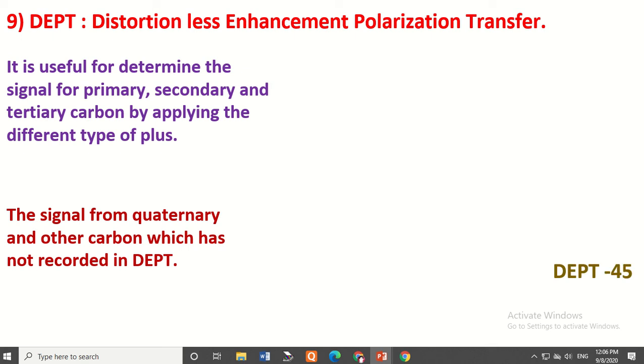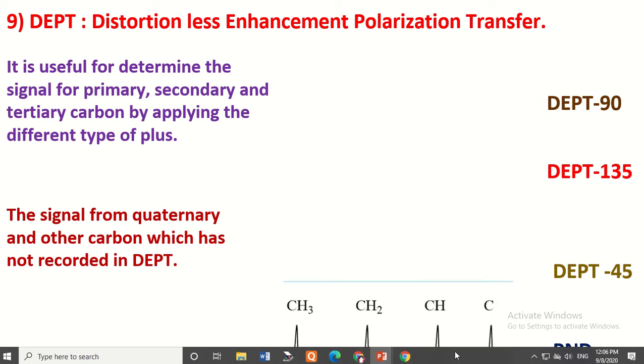Friends, there are three types of DEPT generally considered: DEPT 45, DEPT 135 and DEPT 90. First, in the proton noise decoupled spectrum, all signals are obtained: one signal each for CH3, CH2, CH and the quaternary carbon. But in DEPT 45, only those carbons give signals which are attached to hydrogen; those which are not attached to hydrogen give no signal. The signals for CH, CH2 and CH3 are obtained in positive deviation.